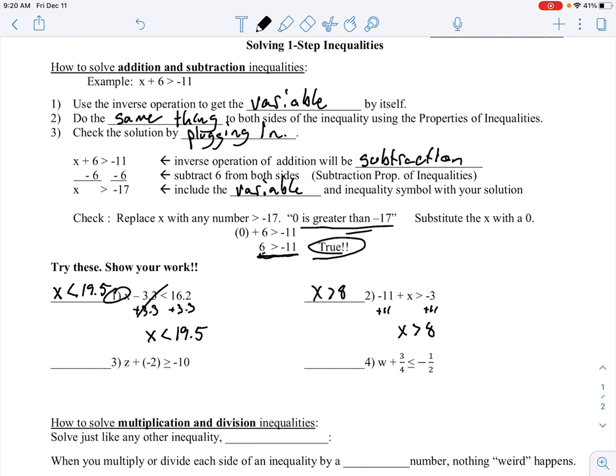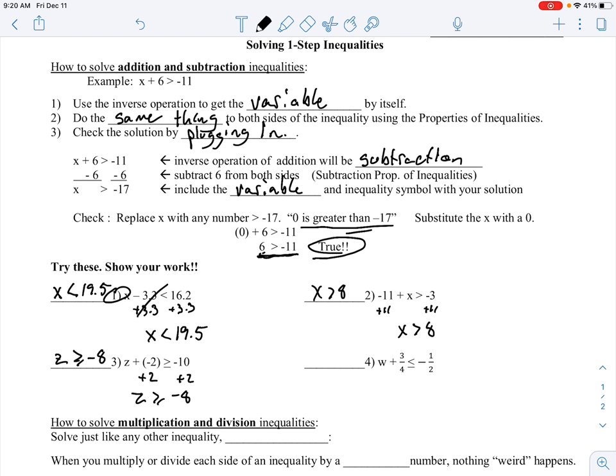All right, number 3, the opposite of adding negative 2 is just adding 2. So we're going to add 2 to both sides. So we get z is greater than or equal to negative 8, and that is our solution set. z is greater than or equal to negative 8.